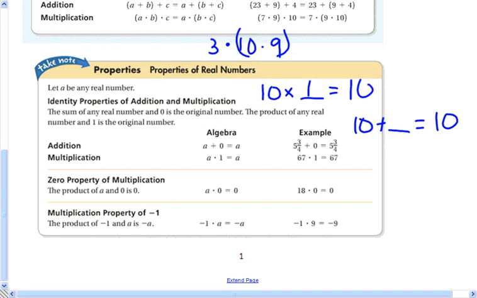And then some related properties, the 0 property of multiplication. Whenever you multiply by 0, you get 0. And the multiplication property of -1. Whenever you multiply by -1, you get the opposite of the number you started.